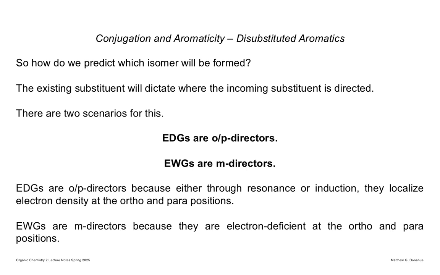So a couple more exercises, and then we'll get into some synthesis, and hopefully at that time we'll shine the light on what is the crux of this whole issue here. So how do we predict which isomer will be formed? You have to look at what substituent is already existing on the ring. So we know that electron donating groups are orthopara, electron withdrawing groups are meta.